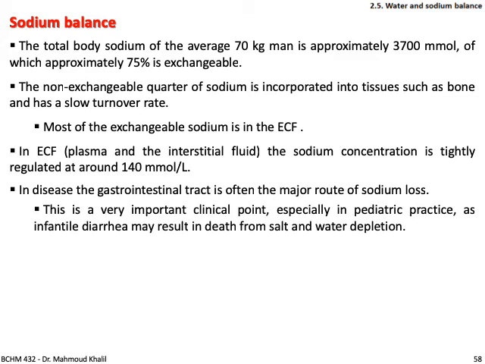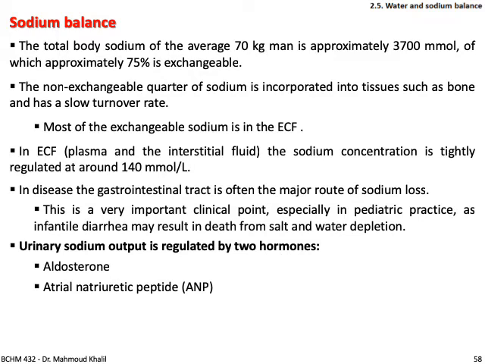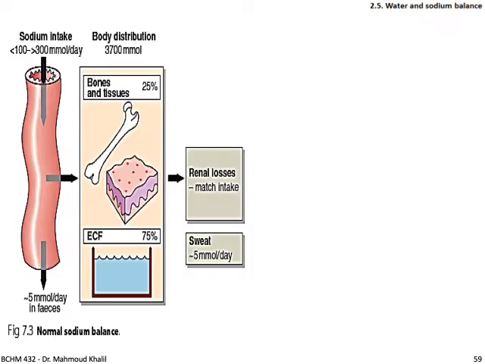In disease, the gastrointestinal tract is often the major route of sodium loss. This is a very important clinical point, especially in pediatrics, as this may cause death from the loss of salt and water depletion, or from the depletion of sodium and salts. The output of sodium is regulated by two major hormones, aldosterone and ANP.